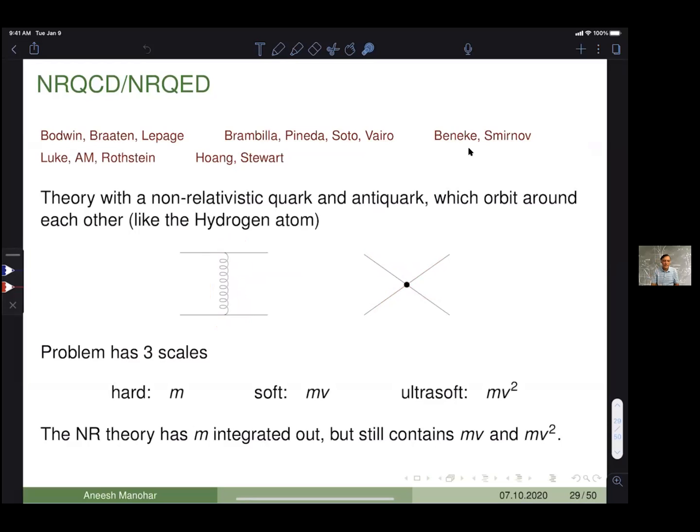Now, the problem has 3 scales in it. One, which is referred to in the literature as hard, is the mass of the particle. Maybe you should just think of positronium or a QED bound state. So this is the mass of the electron, a soft scale, which is the mass times the velocity, and an ultra soft scale of order the energy, which is mass times velocity squared. And the non-relativistic theory doesn't have pair production and all these other effects. So this scale's gone. But these 2 scales are still there in the EFT, and they talk to one another, and that's the source of the problem.